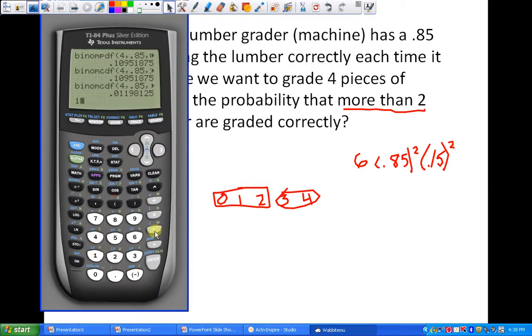So 1 minus second variable's option B, binomial CDF. And we're wanting 4 trials. Probability of success is still 0.85. Well, our X value is 2. We want 2 or less.